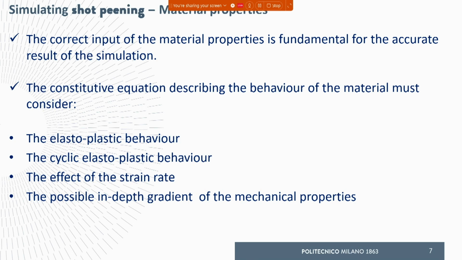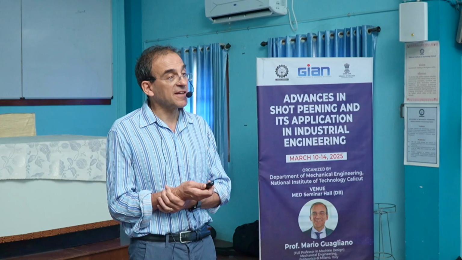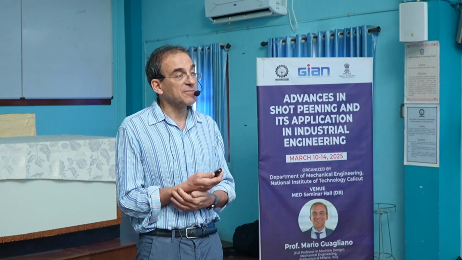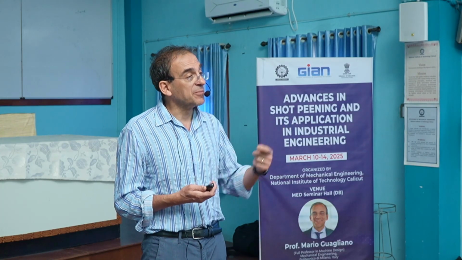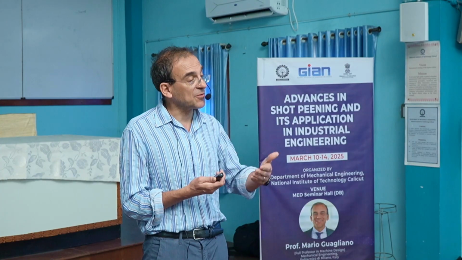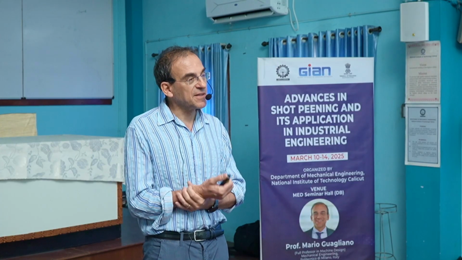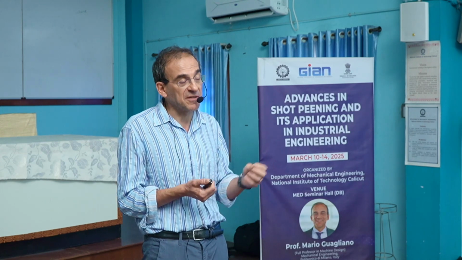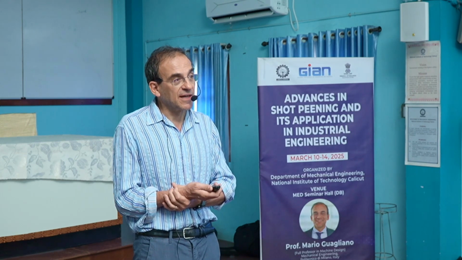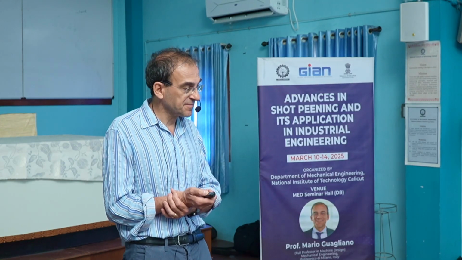And then another aspect is that when we are performing shot peening on material that has already been surface hardened by means of chemical treatment or thermal treatment, the properties are not constant through the depth. If we go far from the surface, the properties of the material will change from the surface to the core. And also this aspect, if we want to have a more accurate solution, should be considered.